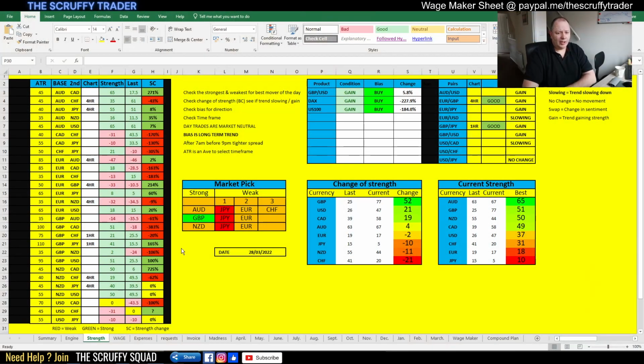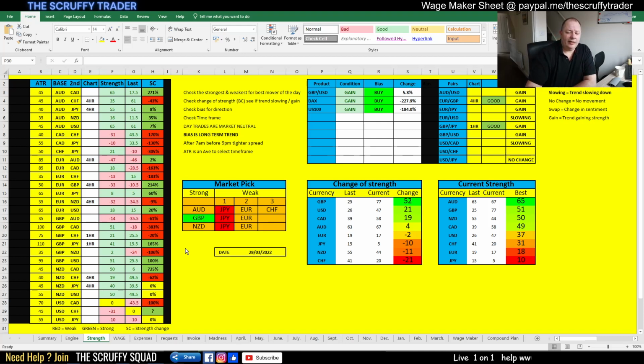Okay guys, just a very quick one as requested by the Scruffs on the Discord. I'm just going to go through my strength sheet because it's changed slightly and how to read it, and a quick snapshot of the journal. Okay, so let me flick this over and we'll have a look. It now currently looks like this.